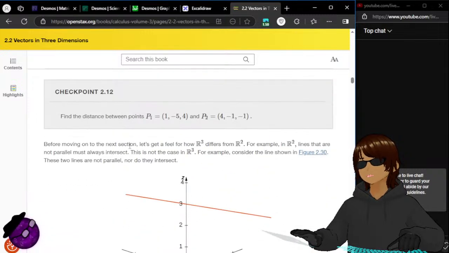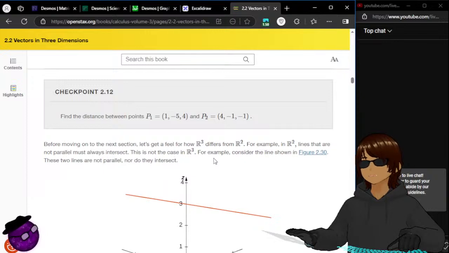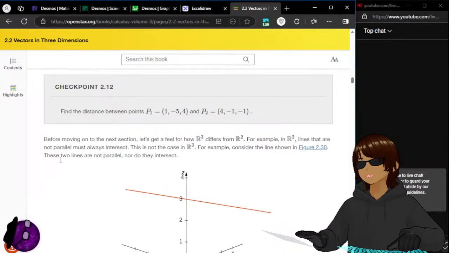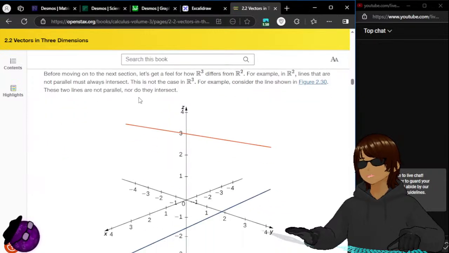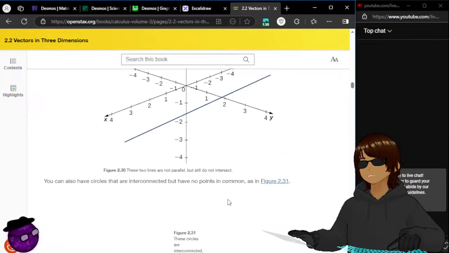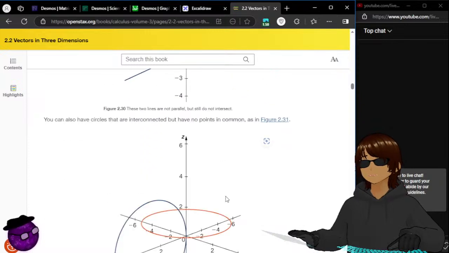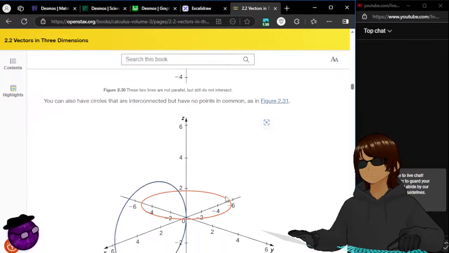Before moving on to the next section, let's get a feel for how R cube differs from R square. In R square, lines that are not parallel must always intersect. This is not the case in R cube. For example, consider the lines shown in 2.3. These two lines are not parallel, nor do they intersect. You can also have circles that are interconnected but have no points in common.